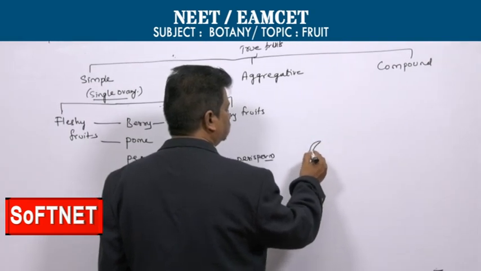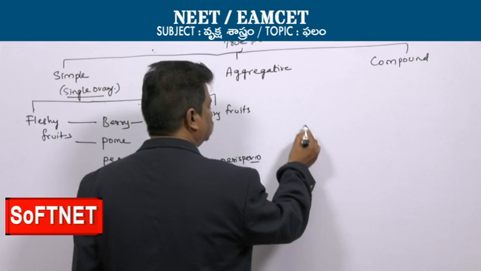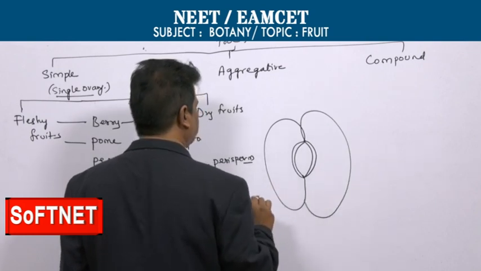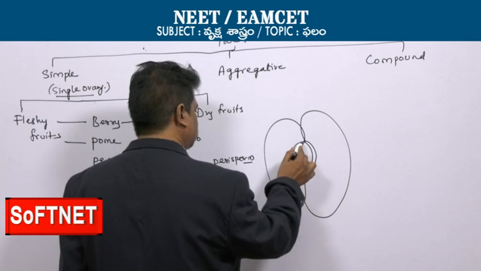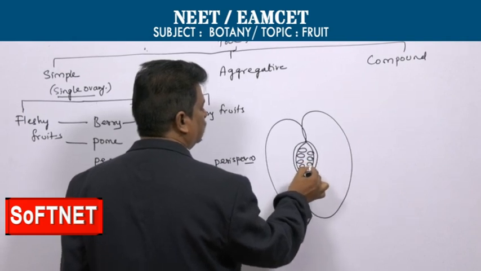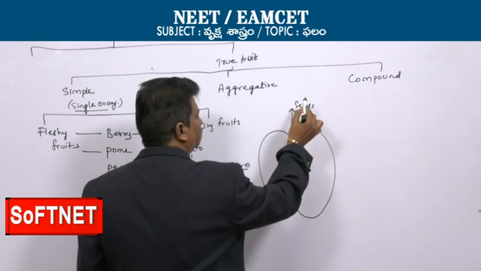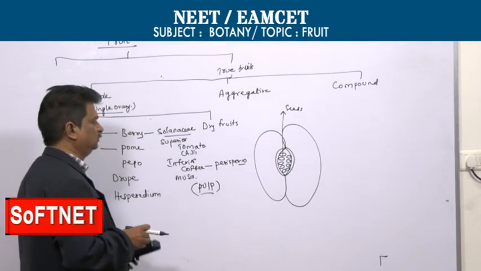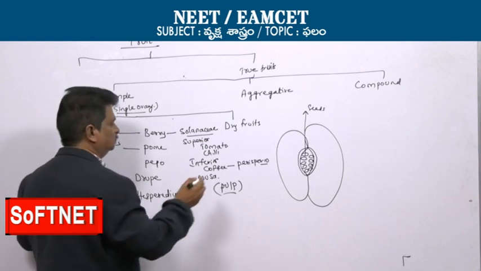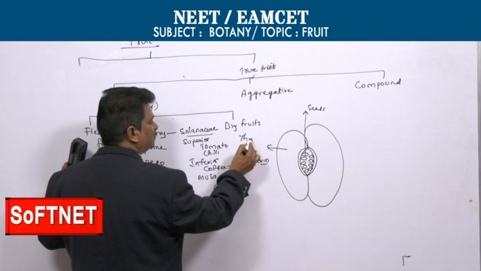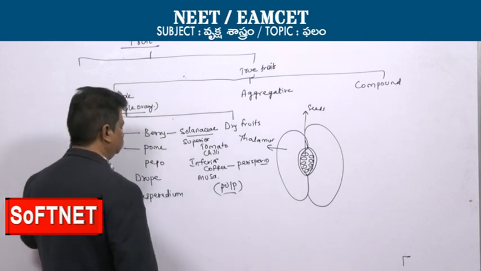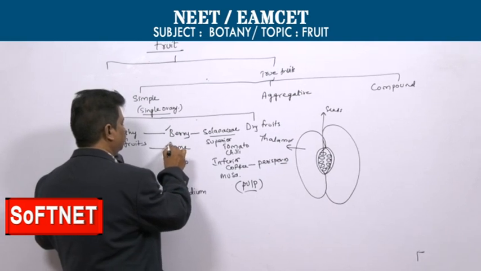Next one, pome. Pome fruit is developed from a bi- or multicarpellary, syncarpous, inferior ovary. In pome, the true fruit is present at the center; the true fruit contains a hard pericarp and also seeds. This hard pericarp is present, and in pome the true fruit is surrounded by a false, edible thalamus. Example, apple.